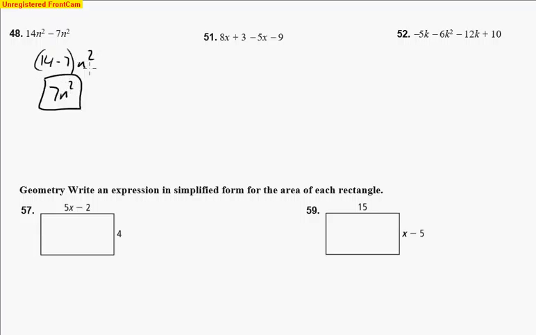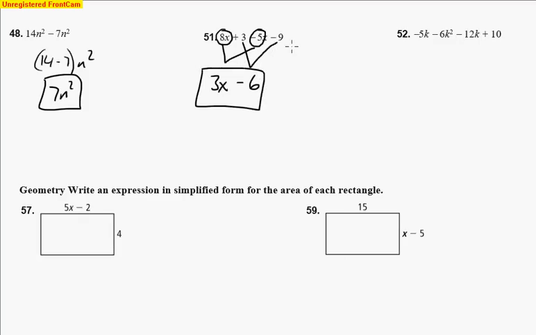On this one, I can collect the two like terms, the 8x and the minus 5x. And so that gives me 3x. And then the 3 minus the 9 gives me negative 6. I had more negatives than positives. That's why it's a minus 6 there.